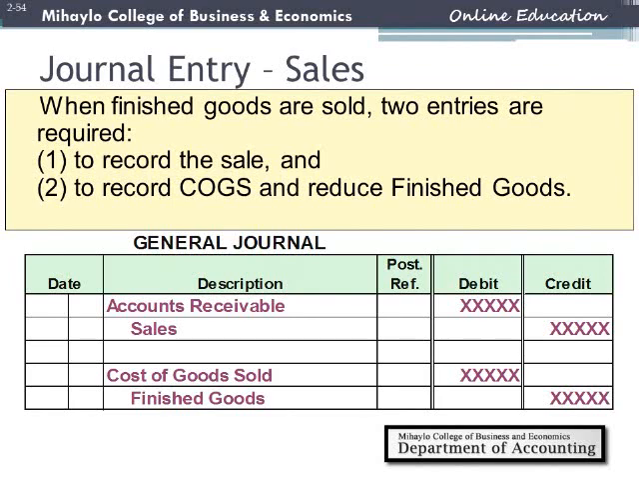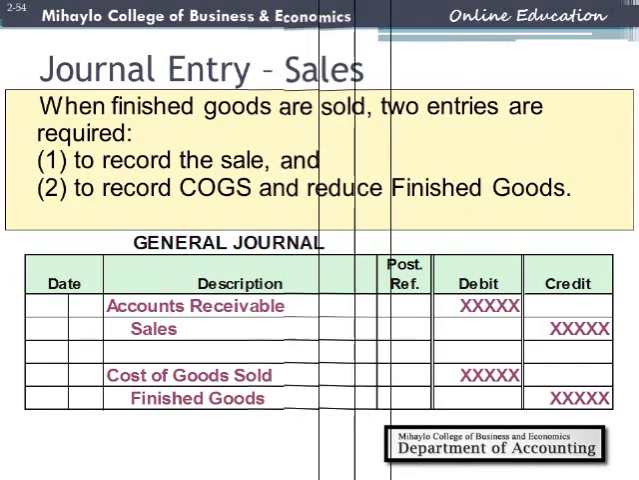Assuming the company uses a perpetual inventory system, 2 journal entries are required to record the sale. The first entry is to debit either accounts receivable or cash and credit sales for the selling price of the job completed. The second entry is to debit cost of goods sold and credit finished goods inventory for the cost incurred to complete the job. The difference between the selling price and cost is the company's gross margin on the job.